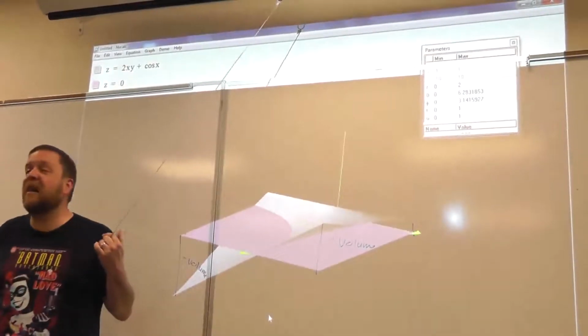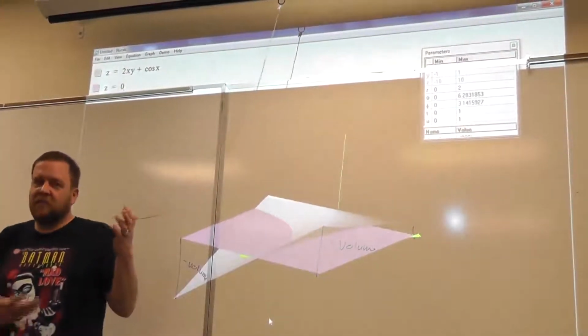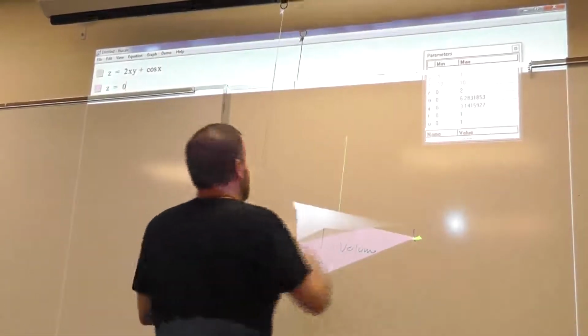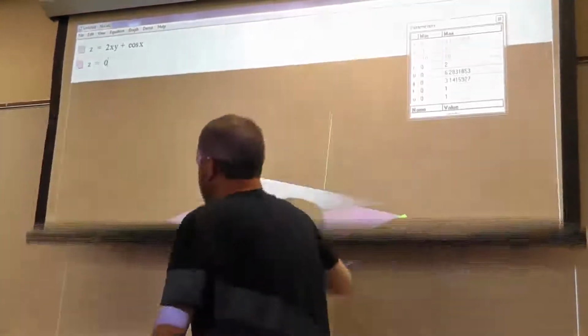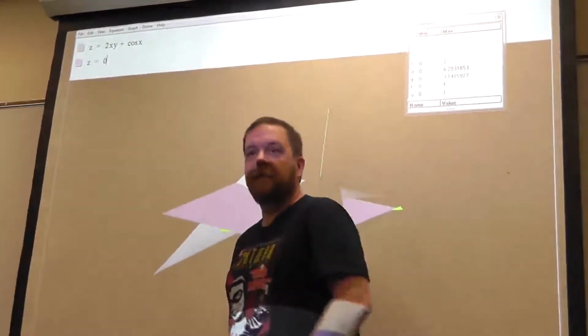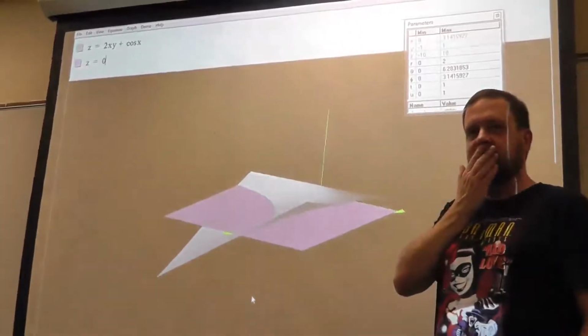So it doesn't always have to be in the context of volume. Sometimes you get negative answers, sometimes you get 0 answers. That's just based on the geometry of the function itself. So far, so good? How could we get it all above the XY plane?